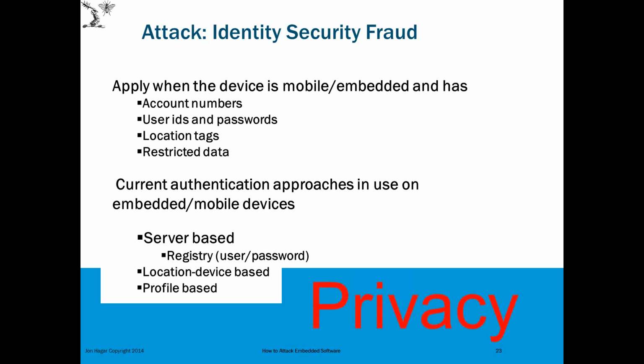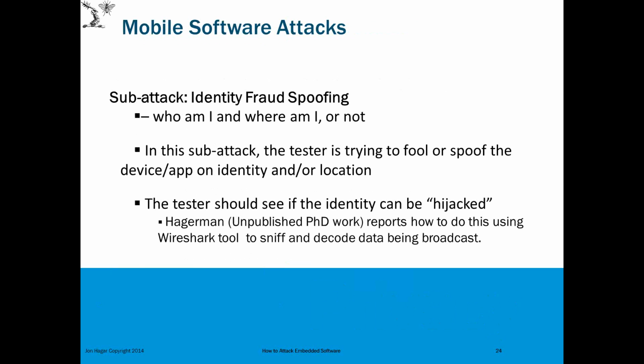So is that an issue? This all traces to privacy. We want to keep people's information private, their financial data private. This is a big deal and increasing. I define some sub-attacks on this. There's the identity fraud spoofing. This is where we try and fool the device into thinking we're somebody else or some other aspect. The spoofing sub-attack gets defined in more detail in the book, but I mention it here.